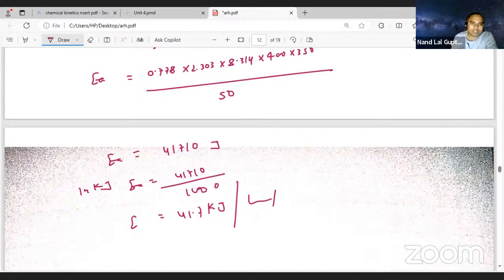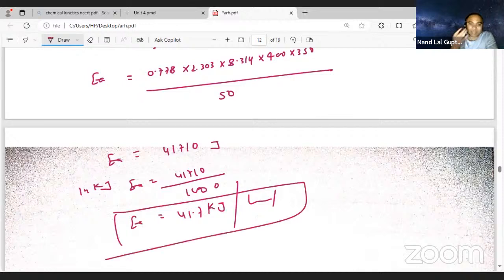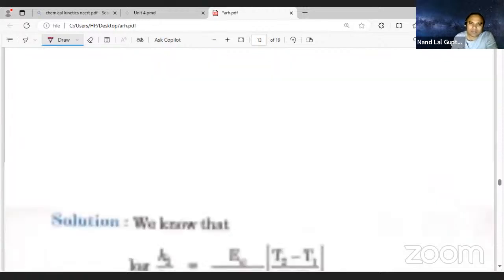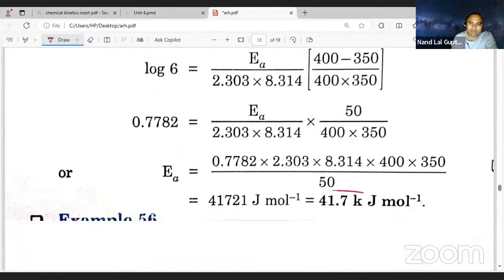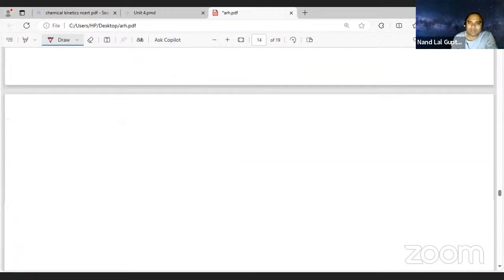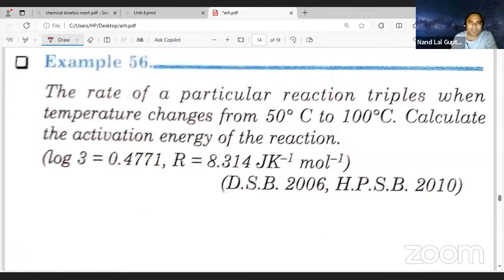This much energy is required to form the activated complex. You can check back the solution. You will find that it is 41.7. Absolutely correct. So these problems are very simple, student. Just you need to keep watching that one. Here you see the next one.